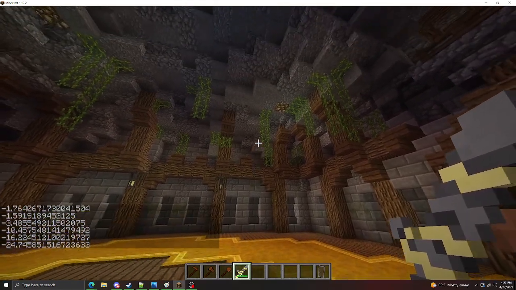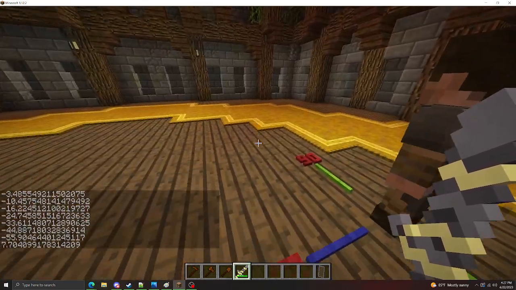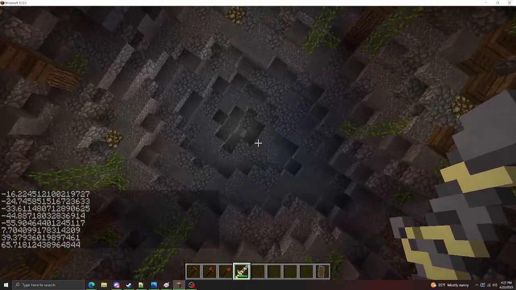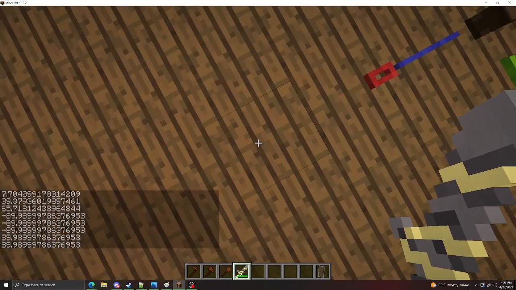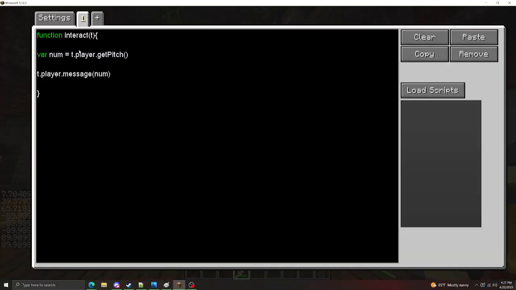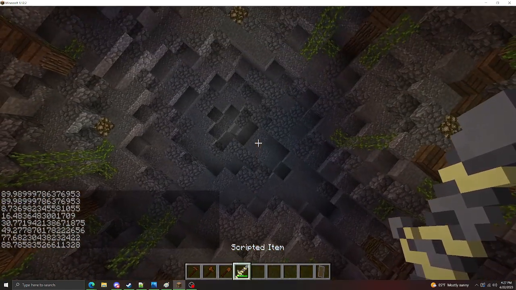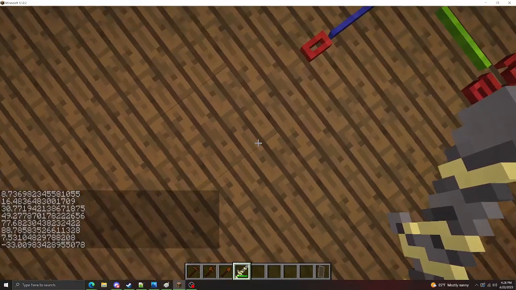If we look up though, it increases negative. If we look down, it decreases positive. So if we look up, we want it to be 90, but it's negative 90. If we look down, we want it to be negative 90, but it's 90. So we can just fix that by throwing in a negative here. So now as we look up, it goes to positive 90. As we look down, it goes to negative 90.